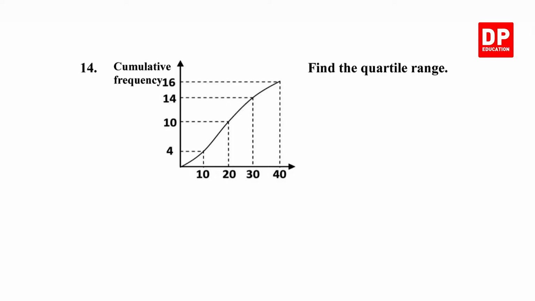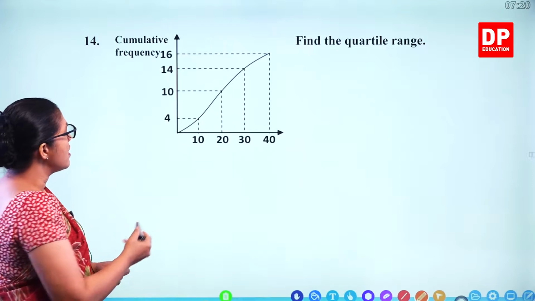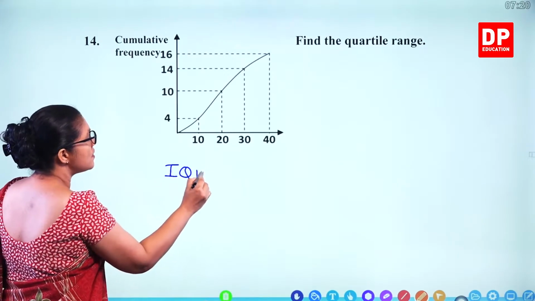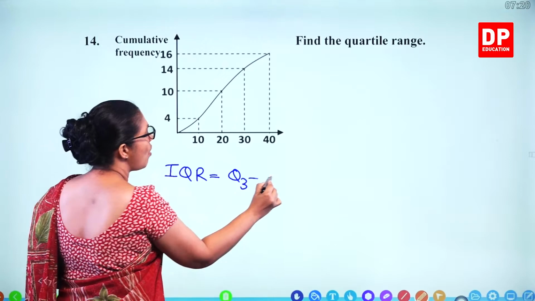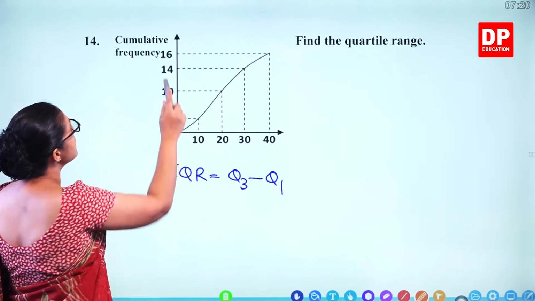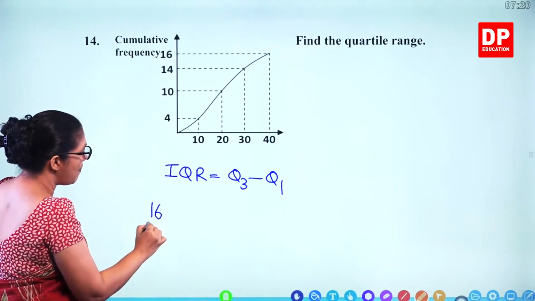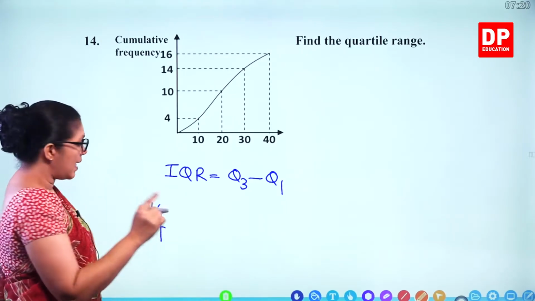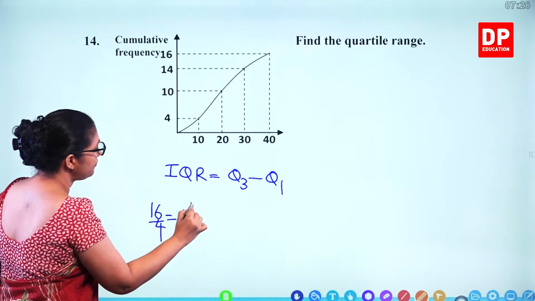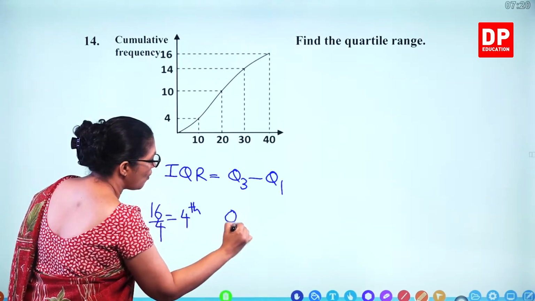Question number 14 is the cumulative frequency curve, and you are asked to find the interquartile range. What's the interquartile range? The interquartile range is the difference between the third quartile and the first quartile. So from this diagram we can see 16 is n. So what is 16 divided by 4? That's the first quartile. So the fourth one. You can see the fourth one is 10. So that means Q1 is 10.